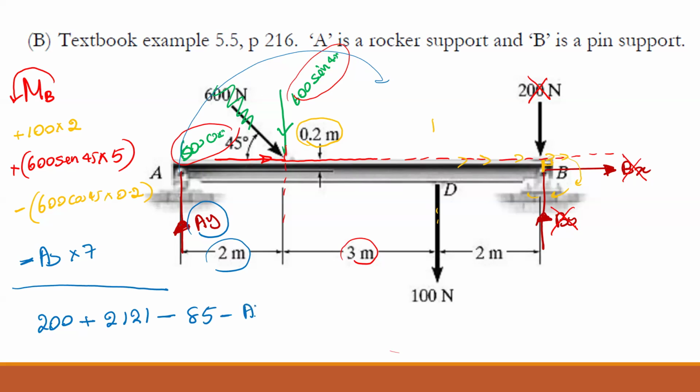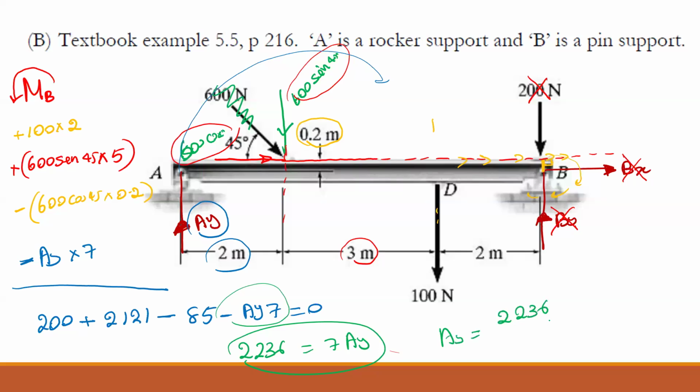And minus AY times 7 is equal to 0. So this is what I got. Now AY is negative, so I can take it to the other side. I can say 7AY is equal to 200 plus 2121 minus 85, which is 2236. So now we can solve: AY is equal to 2236 over 7, which is 319 newtons. Is it clear or not?